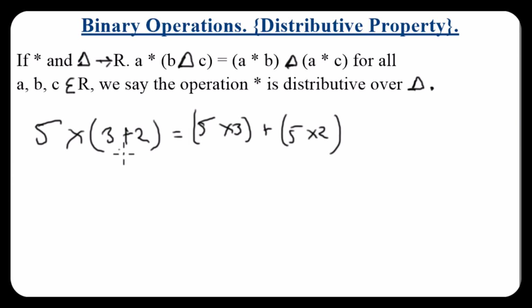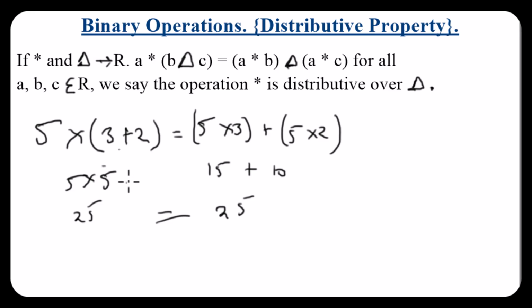Again, we start with the one in brackets. 3 plus 2 gives us 5, and 5 times 5 gives us 25. Let's see whether we have the same result on this side. 5 times 3 is 15, plus 5 times 2, which is 10. 15 plus 10 gives us 25. So you can see that 25 is equal to 25. What conclusion can we come to? We can say that multiplication is distributive over addition for sets of real numbers. All the numbers have to be real, not complex numbers.